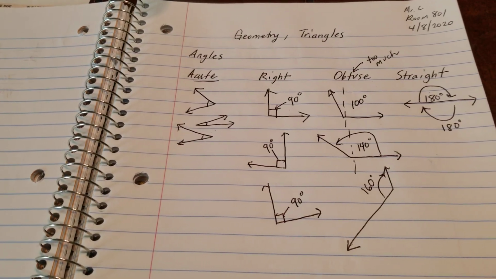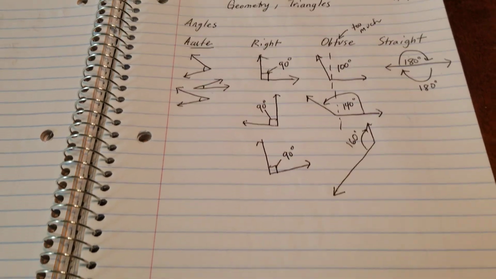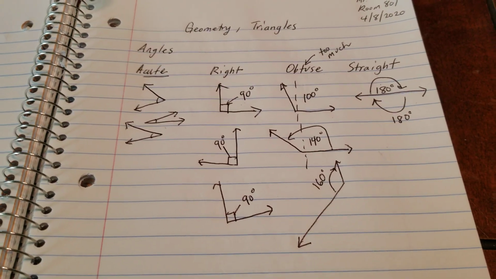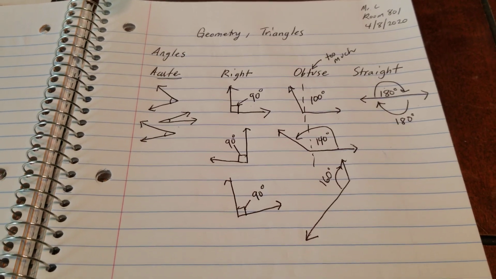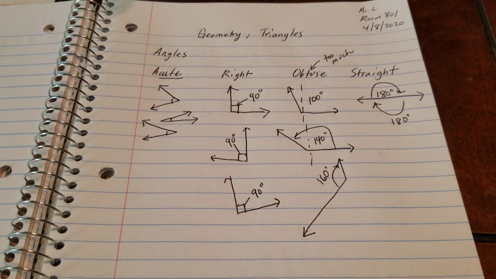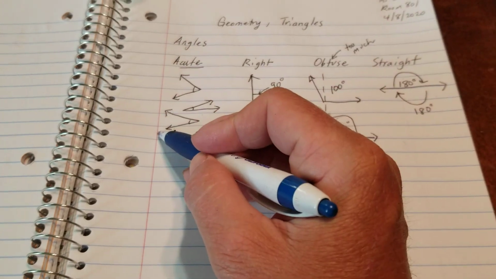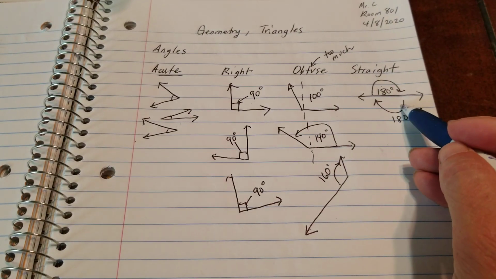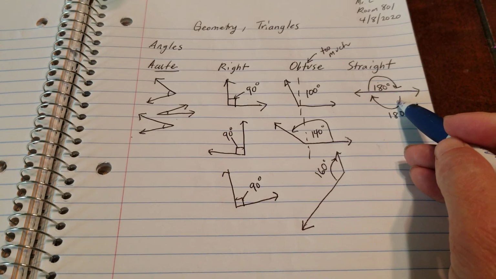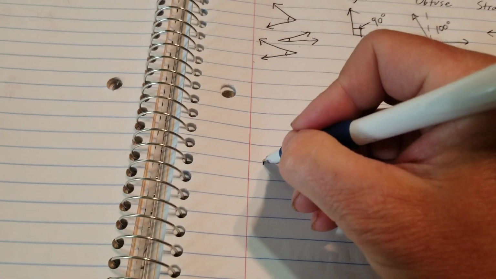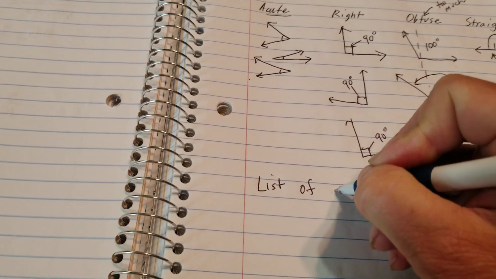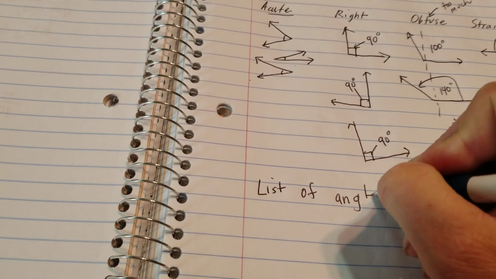Your task today is to go around your house. I want you to do a bit of a scavenger hunt. Go around your house, and I want you to find as many acute angles, as many right angles, as many obtuse angles, and as many straight angles as you can. I want you to make a list of angles. Don't forget to label them.